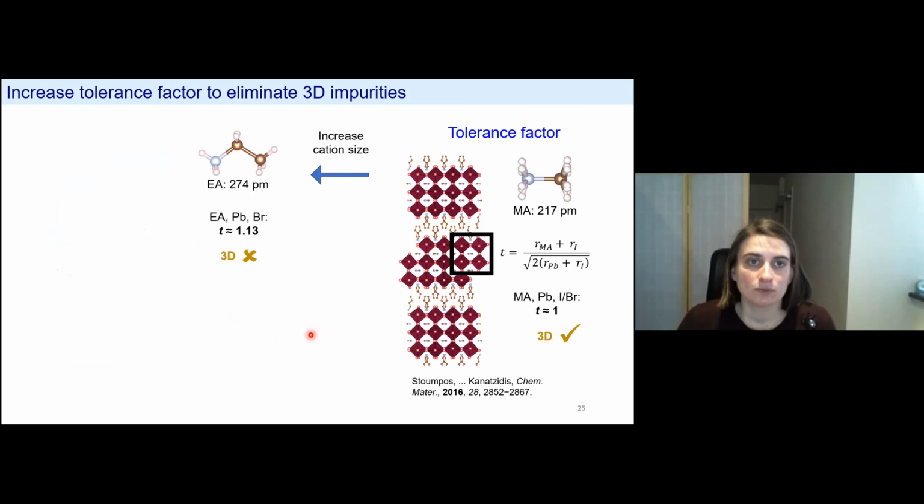So what we tried to do is we thought, okay, what if we increase this tolerance factor such that it's outside of the range in which 3D phases can form?